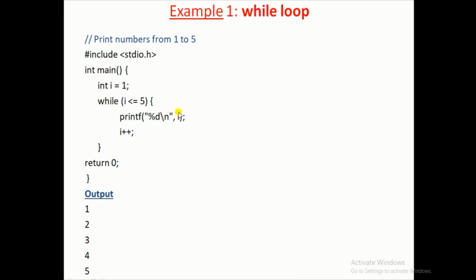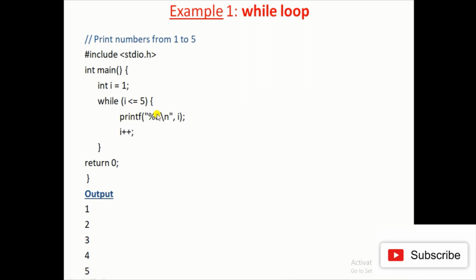After executing the first time it increments the value of i by 1, so now the value of i equals 2. It checks the condition another time: 2 is less than or equal to 5. Yes, this condition is satisfied, so it also executes the statement printf("%d\n", i). This time it prints the value of i, that is 2, and increments the value by 1 again. Now the value of i equals 3 and it checks the condition.